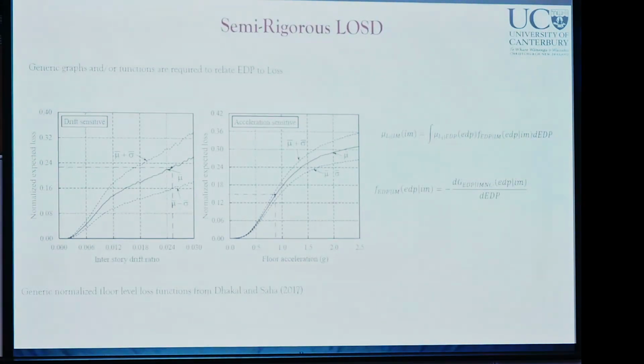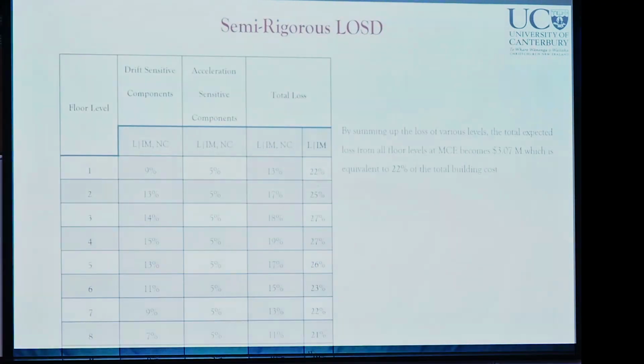developed by others. From this graph, we can simply obtain the median loss at a given inter-story drift and at a given peak floor acceleration, and then we can have the distribution of the losses given intensity measure as well. And this can be done for various floor levels. Results of such analysis are shown here for different floor levels, and by summing up the loss of various levels, the total expected loss from all floor levels at MCE can be calculated. In this example, it has been calculated as 3.07 million.